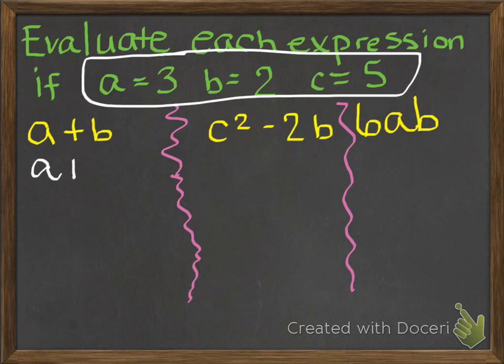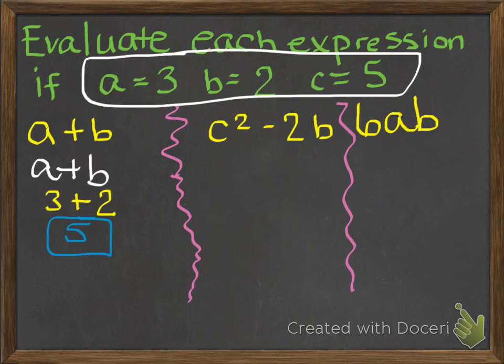So right here, we're going to write A plus B. Then I'm going to expect to see that you have substituted the information in. So A, we can see is 3 right here. So 3 plus, and B is 2. And then the next line, you can go ahead and solve. So 3 plus 2 is 5. So my final answer here would be 5.